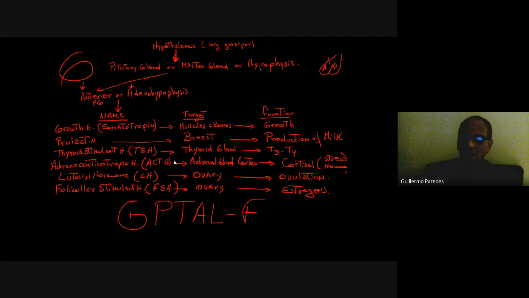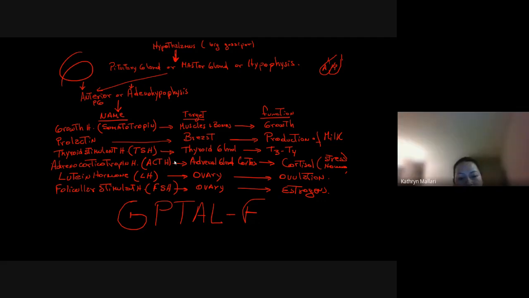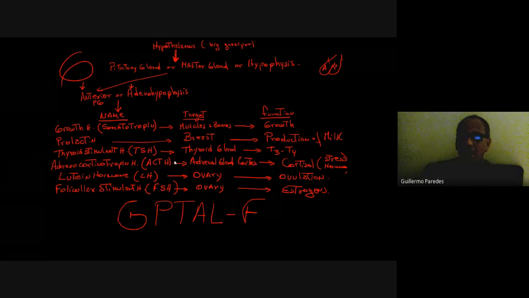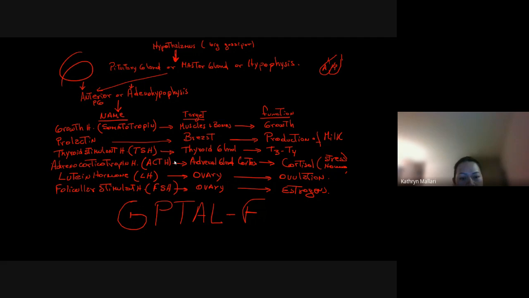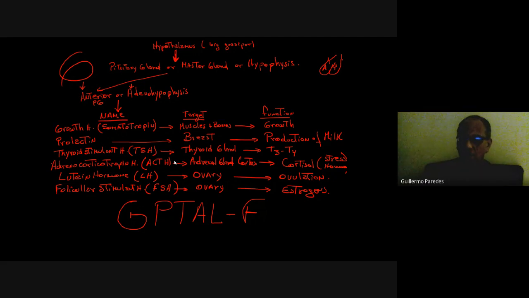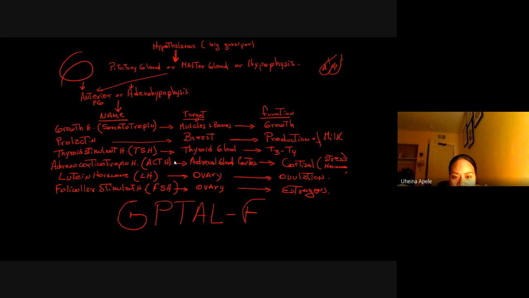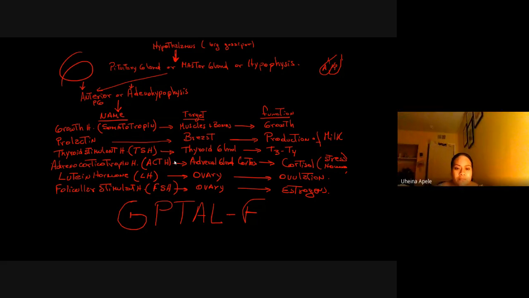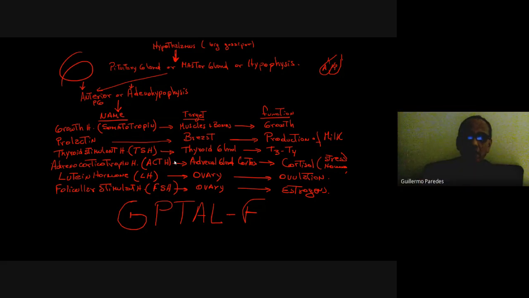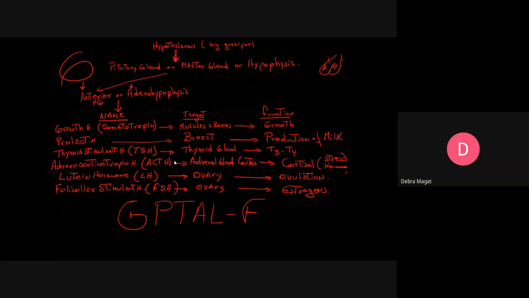Let's go to the target. What is the target of the growth hormone? Muscles and bones. What is the target of the prolactin? Breast. What is the target of the TSH? Thyroid gland. What is the target of the ACTH? Adrenal gland cortex. What is the target of the LH? Ovary. What is the target of the FSH? Ovary. All right, one more time.